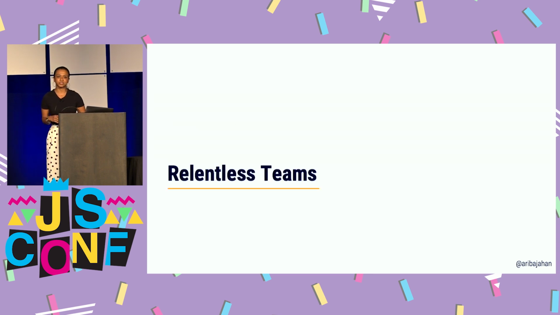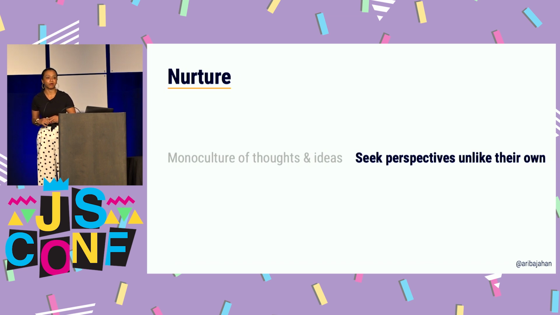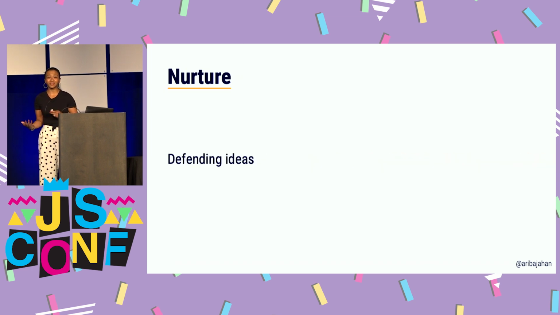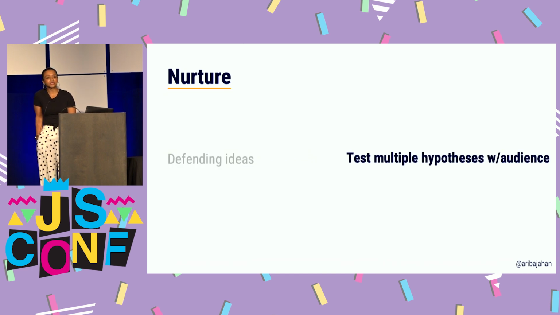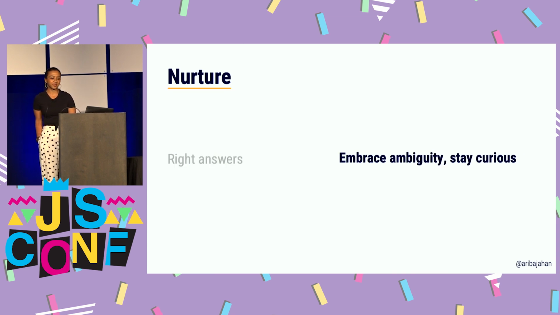And to empower our teams to be this relentless, to chase after these unknowns, we must create a culture where curiosity and innovation can thrive. And what does that look like? It's a team where there's less of a monoculture of thoughts and ideas, but has people who seek perspectives unlike their own. Where we spend less time defending ideas and spend more time testing our hypotheses with a diverse representation of our audience. We spend less time looking for that one right answer and realize that we must create space for everyone to embrace the unknown and ambiguity and just stay curious.